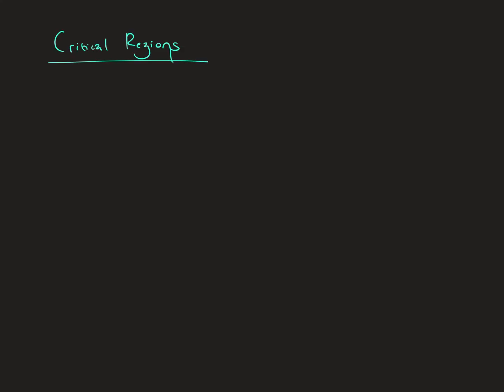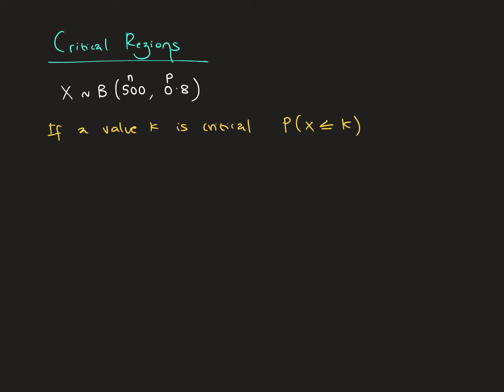So, what if we had wanted to solve this problem using critical regions rather than a p-value calculation? So remember that the distribution X is binomial, and the n value is 500 and the probability value is 0.8. So if a result falls in the critical region, let's call it k, so if a value k is critical, then the probability that X is less than or equal to k must be smaller than the significance level of 1% or 0.01.